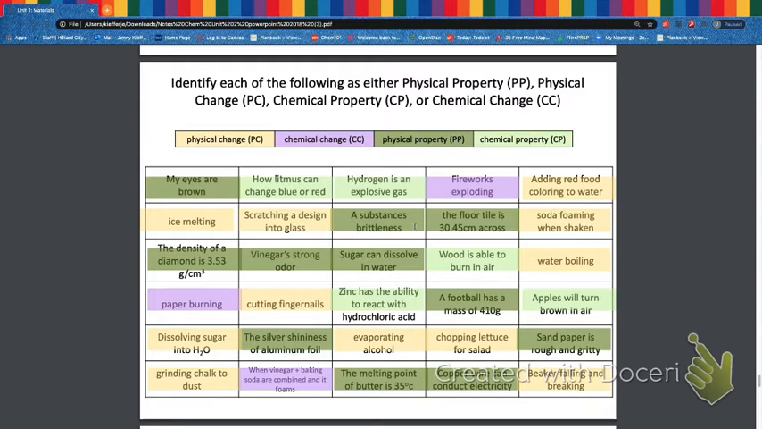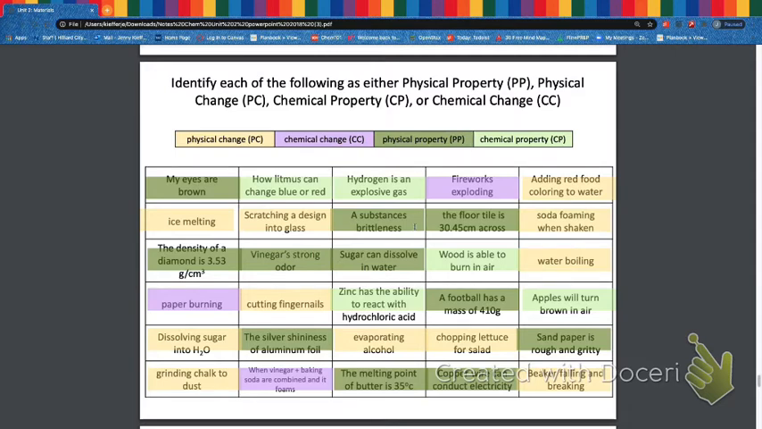Same thing as grinding chalk to dust. It's still the same compound. We haven't changed the compound. It's just in smaller pieces. At the top of the second column, the fact that litmus can change to blue or red is a chemical property of litmus. Okay, so litmus can change color depending on whether it's in an acid or a base. So that's a chemical property.